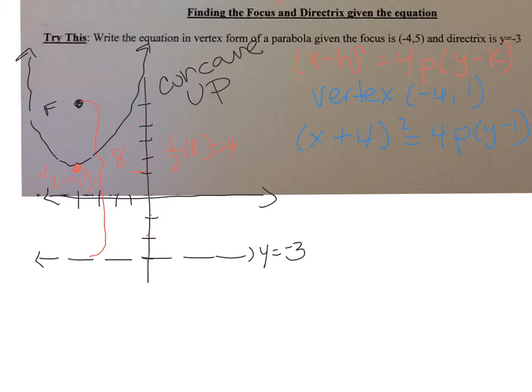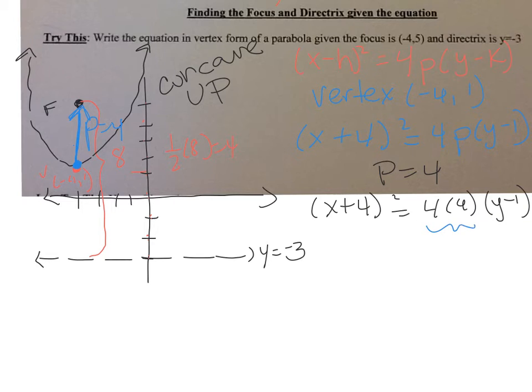Now what I would like to do is find my p-value. Remember, p is the distance from the vertex to the focus. Since it is moving up, vertex to focus, that means it's going to be positive, and that is a total of, count up, 4. So p is equal to +4. So let's write that down. P is equal to 4. Let's plug it in. (x + 4)² = 4 times 4 times (y - 1). And now we'll just clean this up. 4 times 4, so that's (x + 4)² = 16(y - 1).